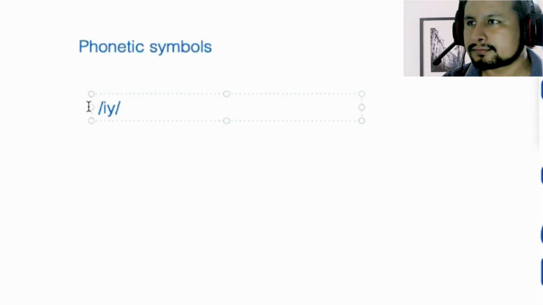So whenever you see something like this, you have to say that this is the phonetic symbol for the sound in English, E. All right? If you see something like this, okay, sorry. So this is not the letter I. This is not a letter. This is a phonetic symbol. So this is the phonetic symbol that represents the sound E.